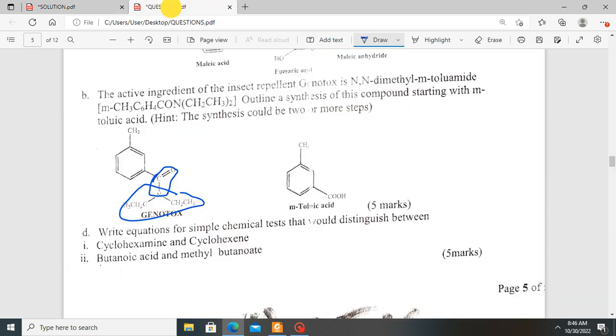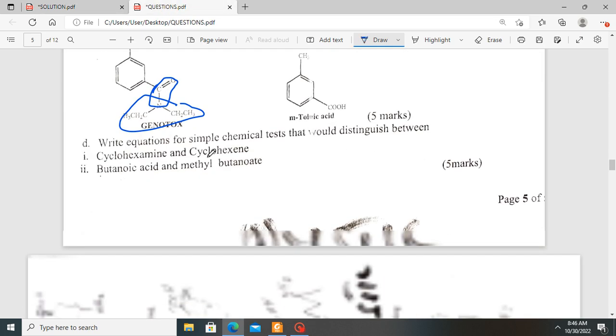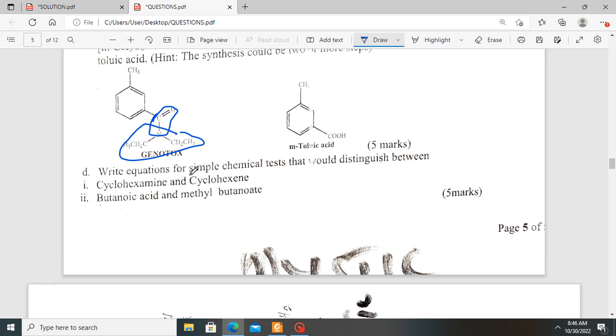Now the last question here, we have to once again write equations for a simple chemical test that would distinguish between each of the following. So we have a cyclohexenamine and cyclohexane. As we said earlier, if you have to differentiate between an amine and an alkene, you can use a Hinsberg test as we discussed in the previous slide. Treating this one with a benzene sulfonyl chloride will produce a sulfonamide intermediate.